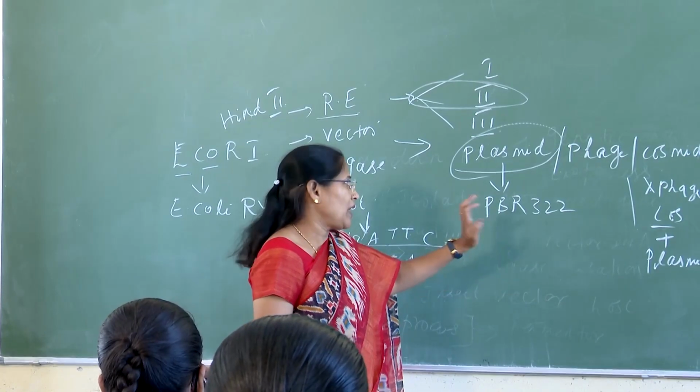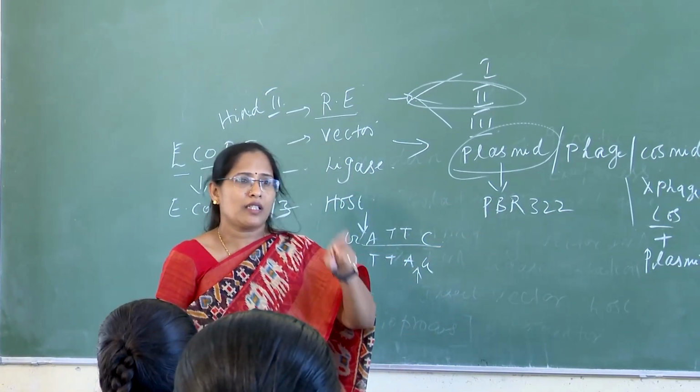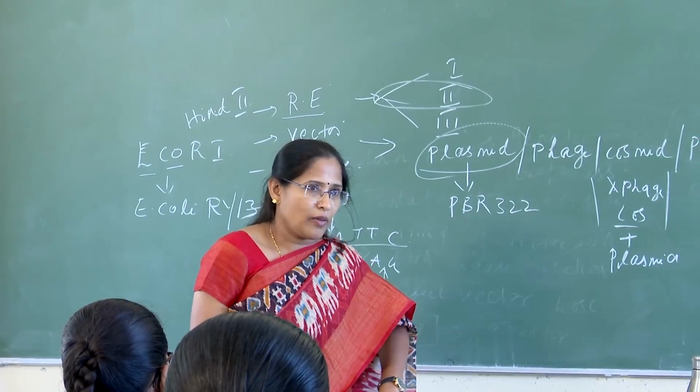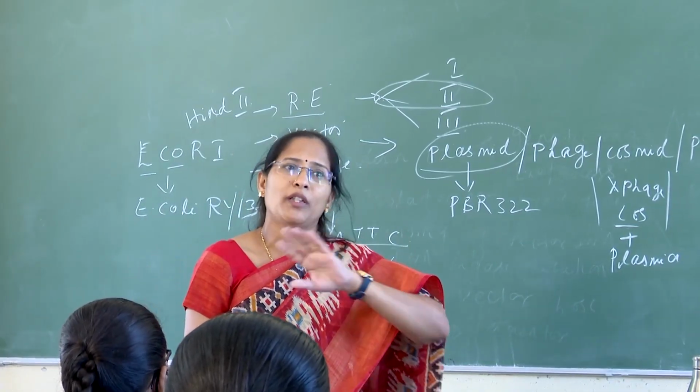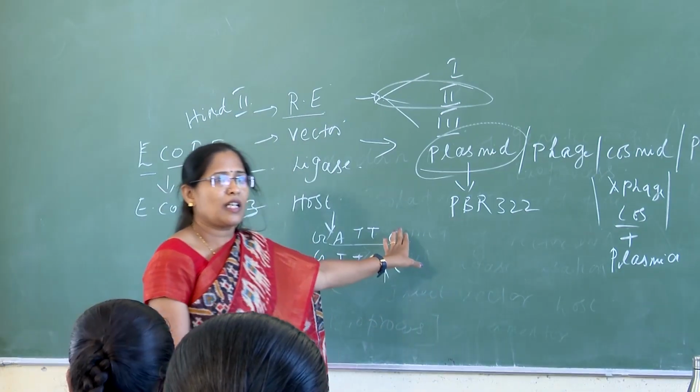Got it now? And whenever you select a plasmid, how many restriction sites should it have? It should have only one. So whenever you select, it should have one. If it has multiple, don't select it. Got it? That is the idea behind that.